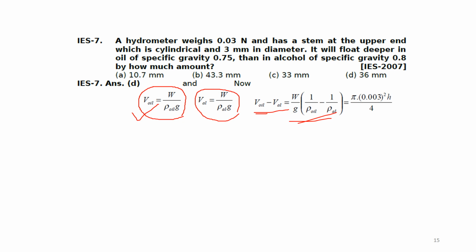So volume is given and density is given. The volume is actually pi by 4 d square into h, and they are asking for h. So W is given, G is given, rho oil and rho alcohol are given. Just put them here and solve for h. You will get 36 mm, so the answer is D. Just use this expression for solving this question and you will easily get the answer.